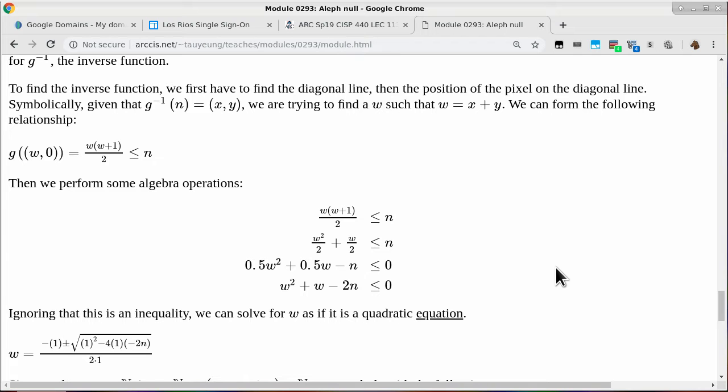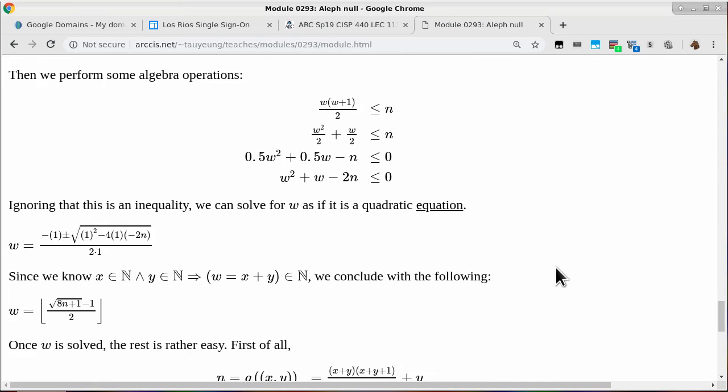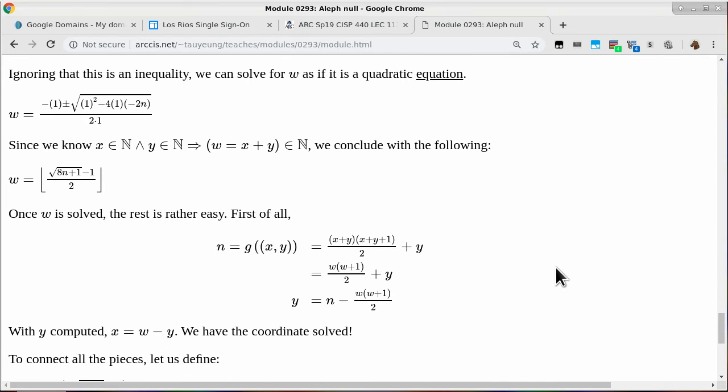But we ended up with this quadratic equation, and then you can solve for that w. So w, if you just plug it into the quadratic equation solver, you get this particular form. Because we can toss away the negative side of it, we end up with only this one thing here. It's not going to be a rational number, or for the most part, it's not going to be a rational number. So we just say, let's take the floor function of that, to turn it into a natural number.